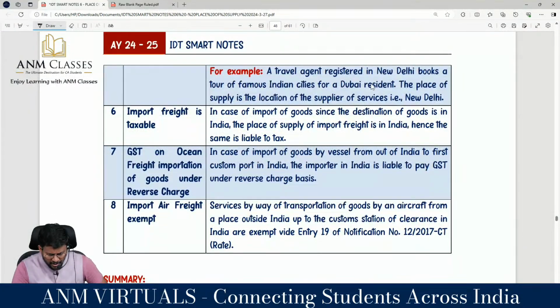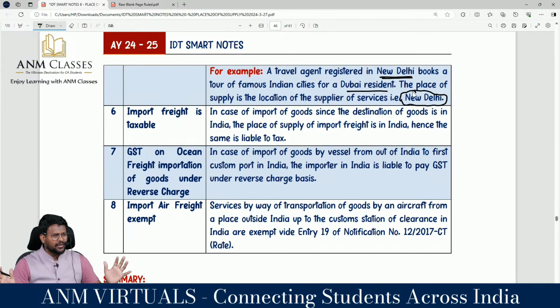For example, a travel agent registered in New Delhi books a tour of famous Indian cities for a Dubai resident. The place of supply is the location of the supplier of the service, that is New Delhi. This is just a normal intermediary service. This is not the example for the exception. This is the example for the normal case.